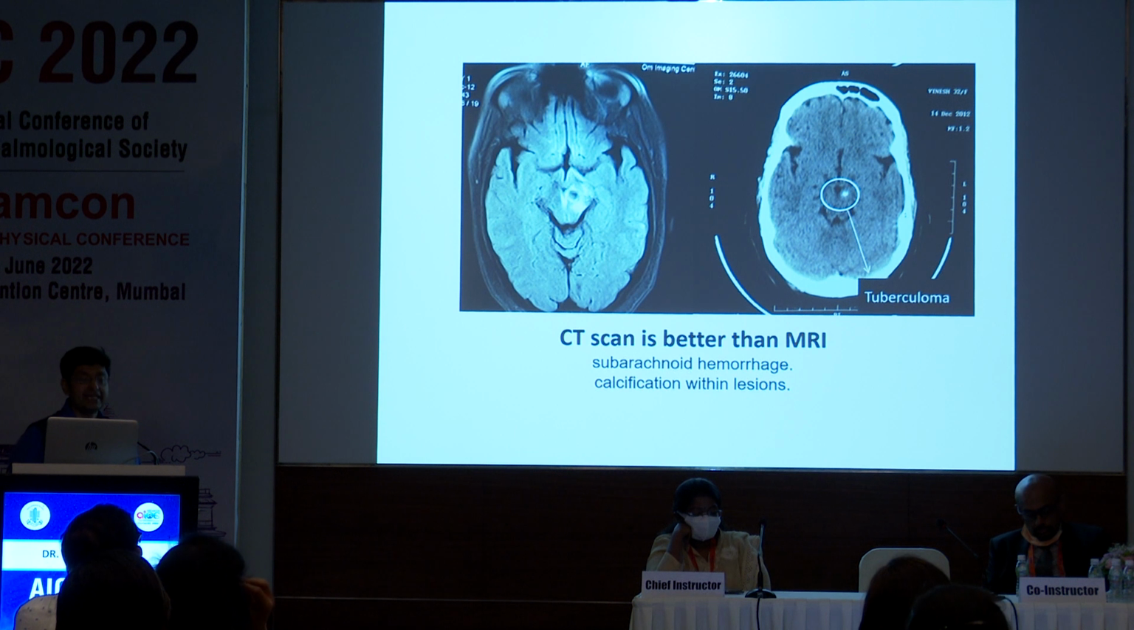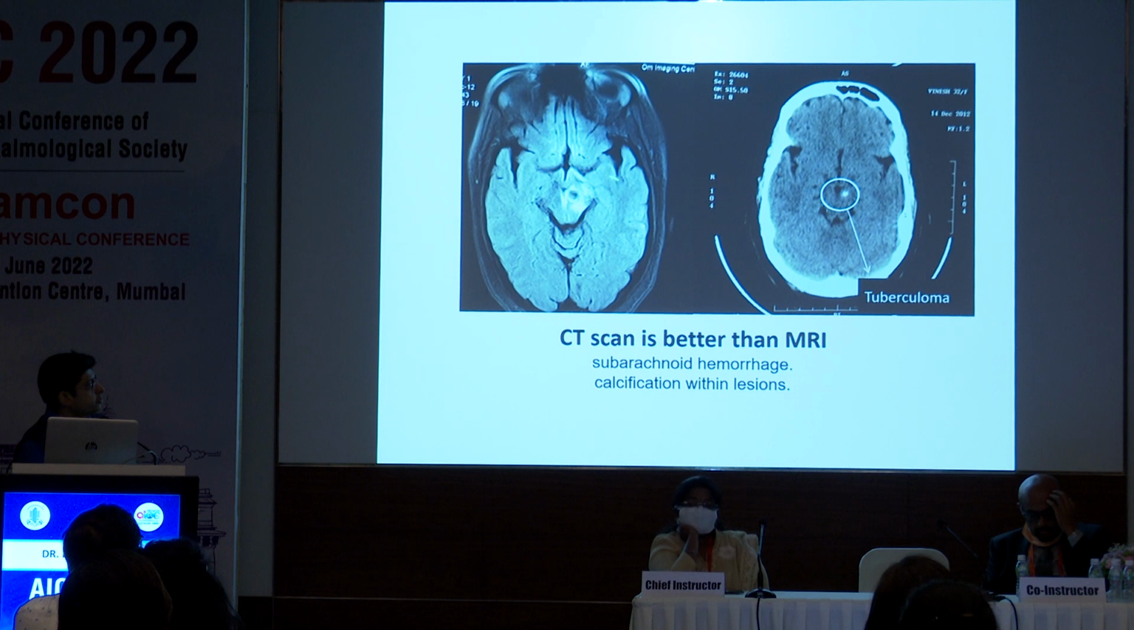Calcification: if you're looking at calcified lesions, the MRI is telling us something about what's going on here, but the moment you see the calcification there, you're looking at tuberculomas. Without it, you are not sure clearly what this is, suspicious but not clear.